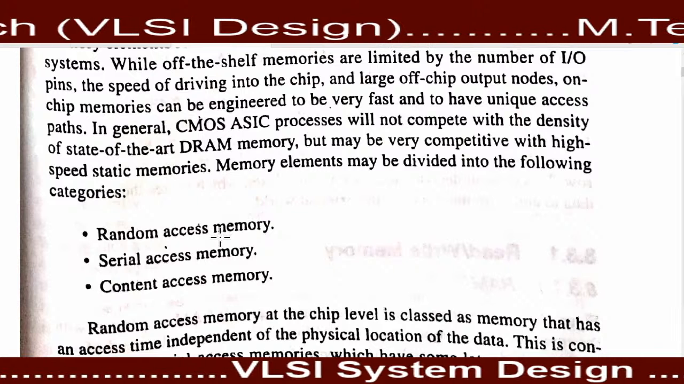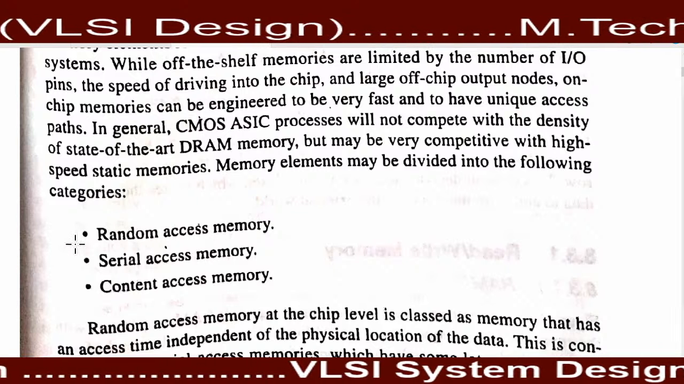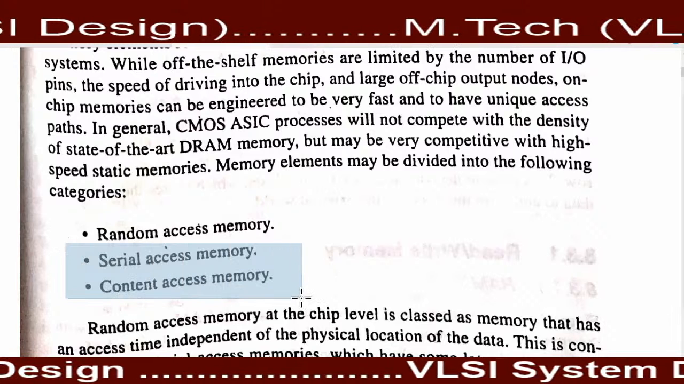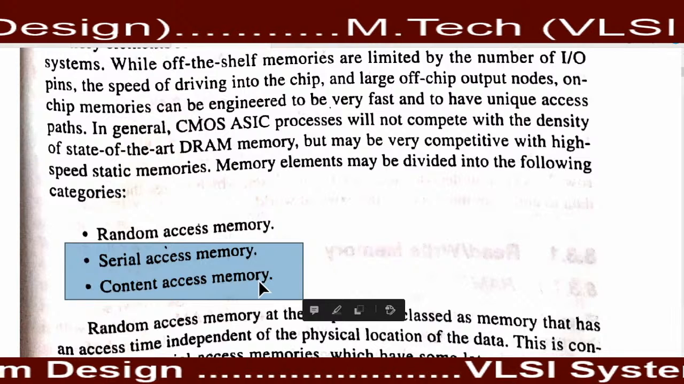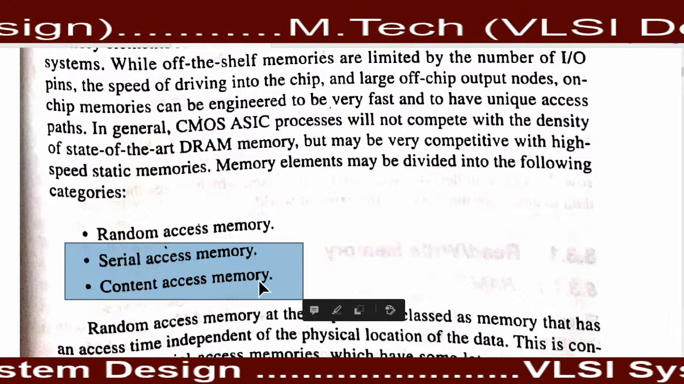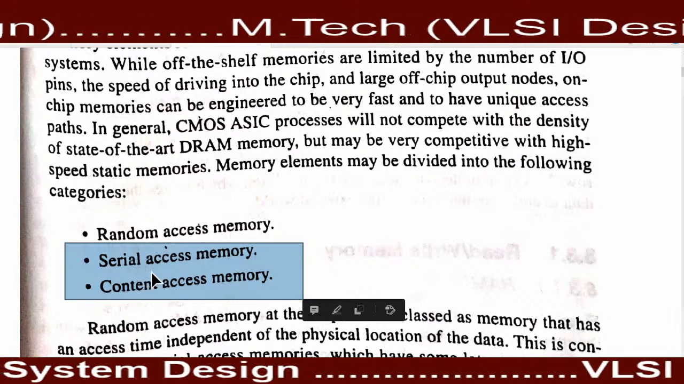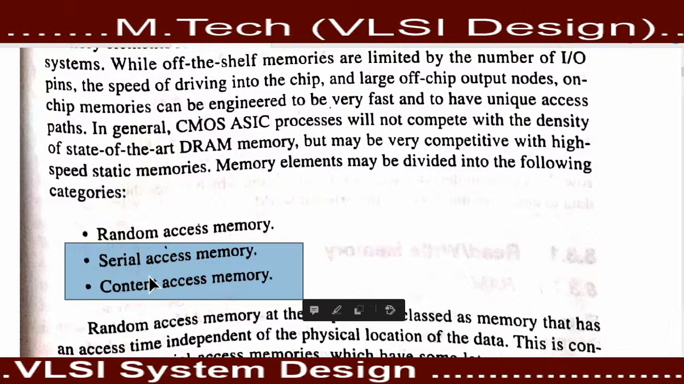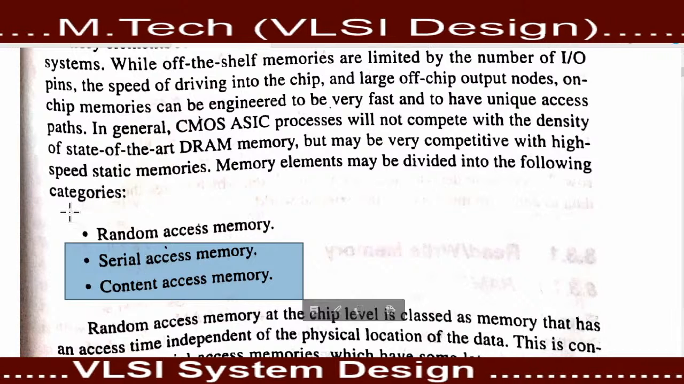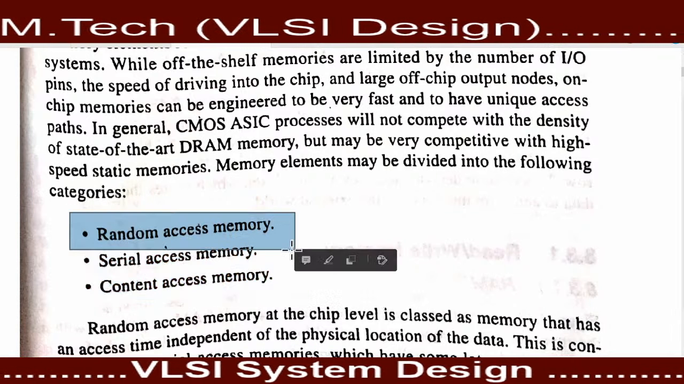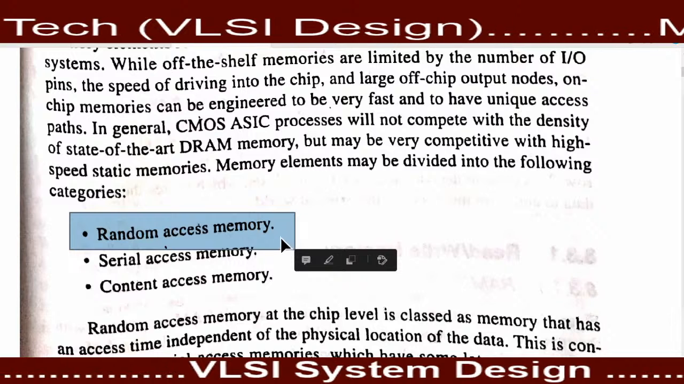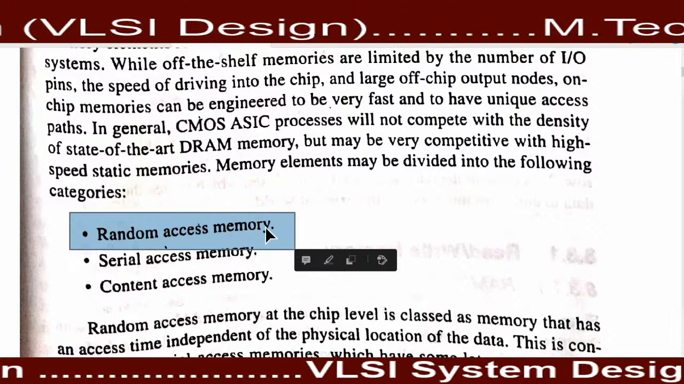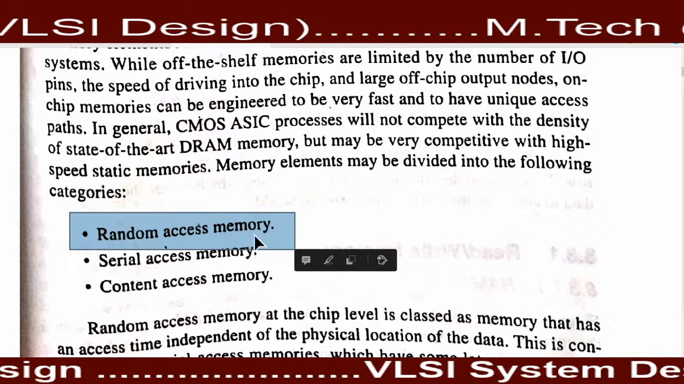But in serial access and content addressable memory, there is some sequence through which we can access the memory cell. That's why this type of memory has some latency time for accessing the data. But in random access memory, we can access any memory cell of any location. That's why the speed of random access memory is the fastest compared to serial access memory or content addressable memory.